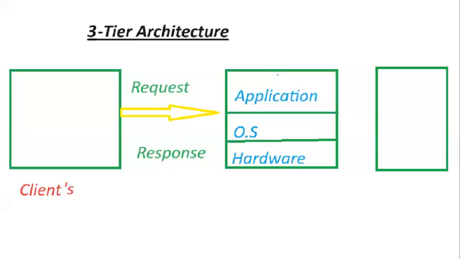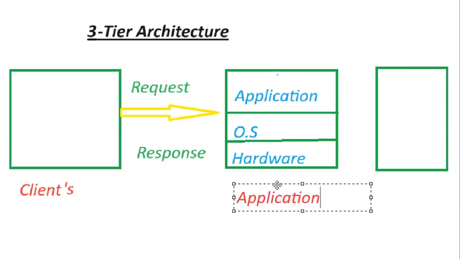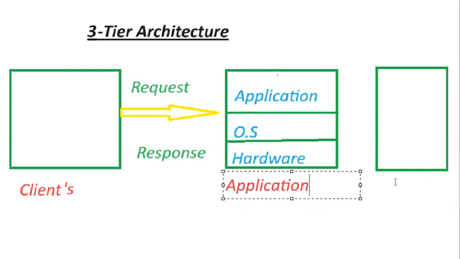Let us see this. Three-tier architecture. Coming to three-tier architecture, how many layers are there? In this three-tier architecture, we have three layers. What are they? Client layer, as well as here you can see only the application is present, not the database. So that's why we call this layer the application layer. So the client layer is one layer and the application layer is one layer.